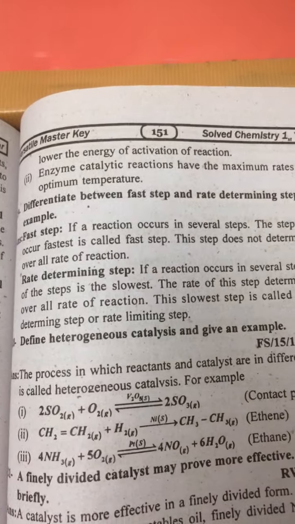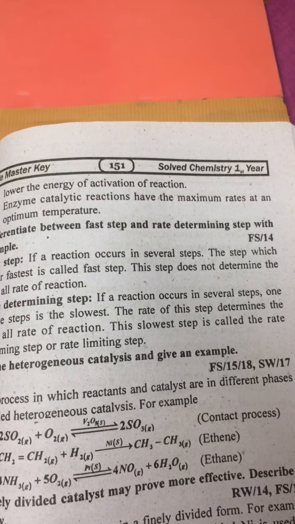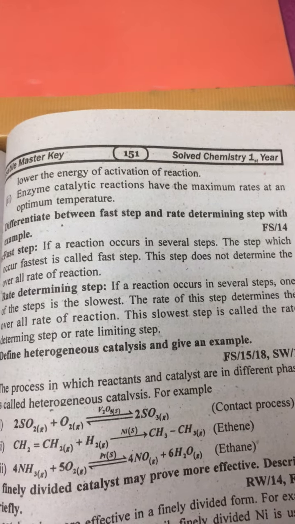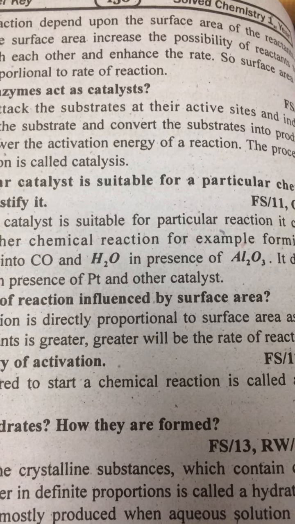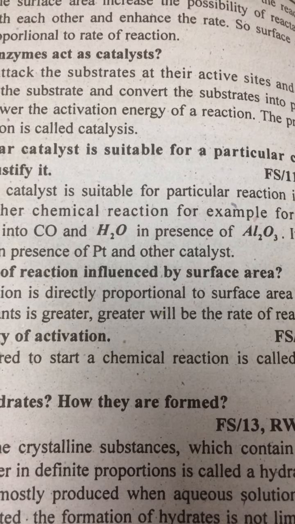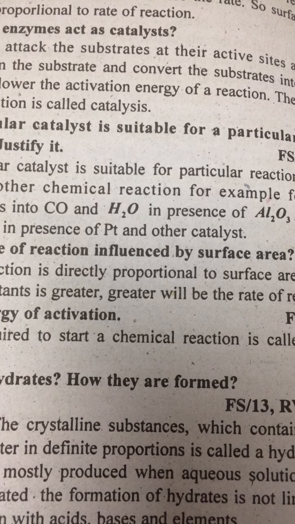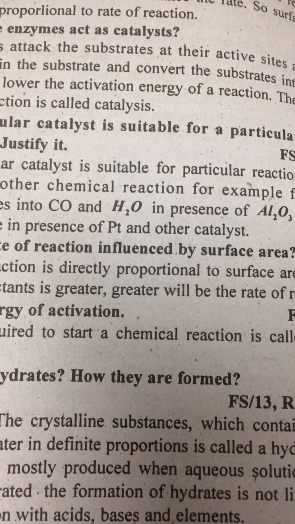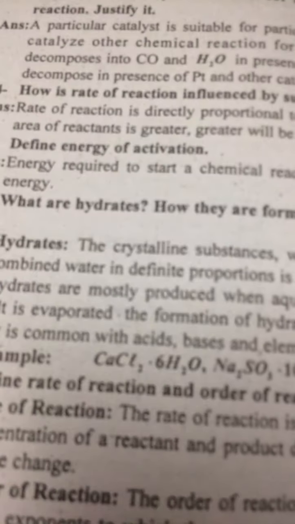The next question is: how does an enzyme act as a catalyst? Enzymes attack the substrate at their active sites and induce change in the substance and convert the substrate into products. Enzymes lower the activation energy of a reaction. The process in the presence of enzyme action is called catalysis. Define energy of activation. The energy required to start a chemical reaction is called activation energy.